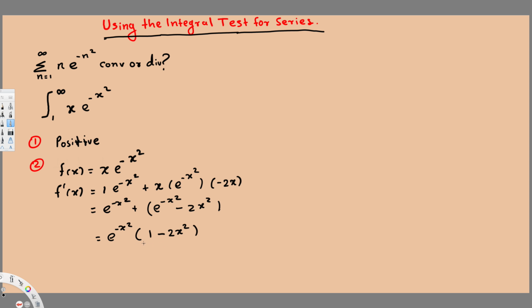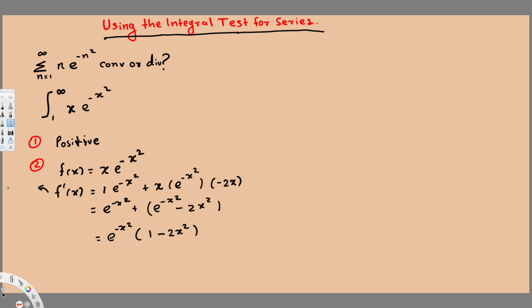Okay, so now all we have to do is find the critical points. To find the critical points, there are two conditions. We have to find the situation where x gives us an undefined number, and we also have to equate f prime of x to 0 and find the x value.